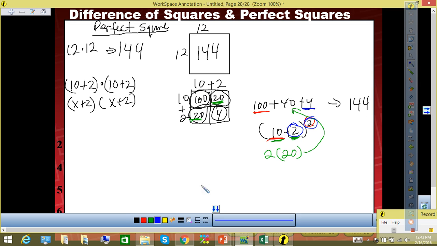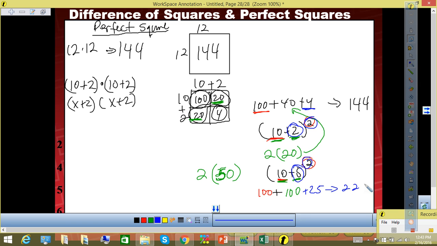Did you see the pattern? Okay, let's see if it works with another one. Here it goes. Is everybody getting it?